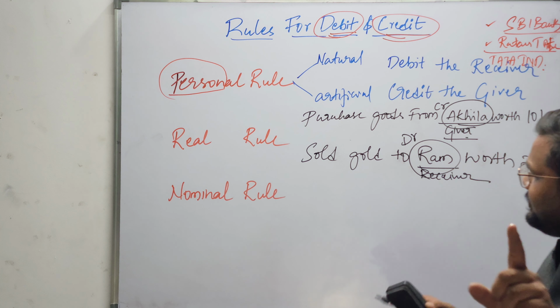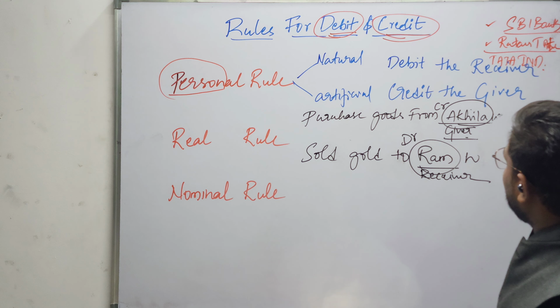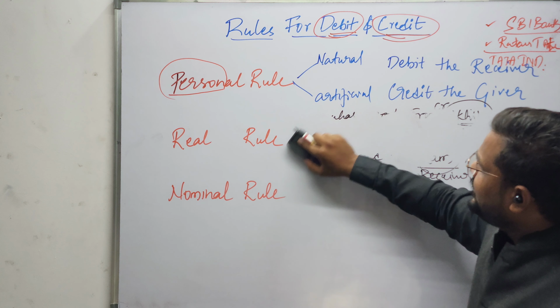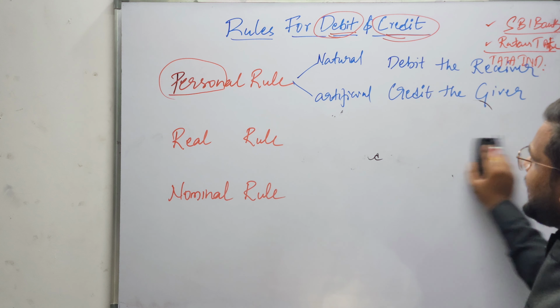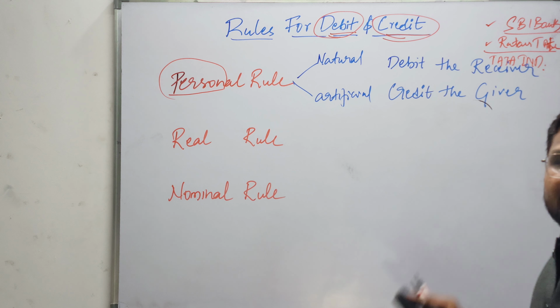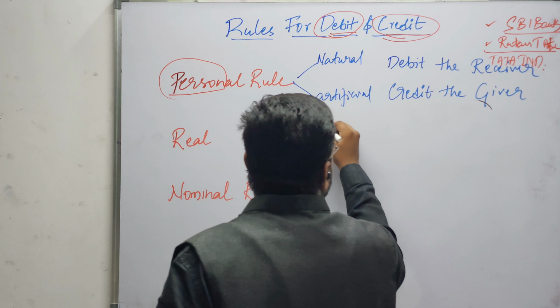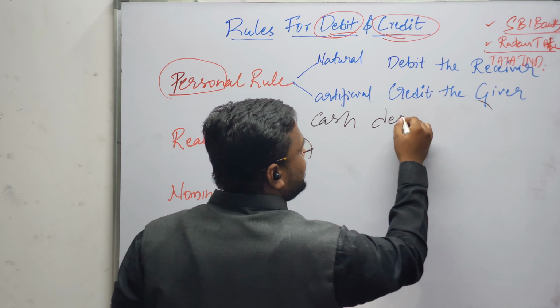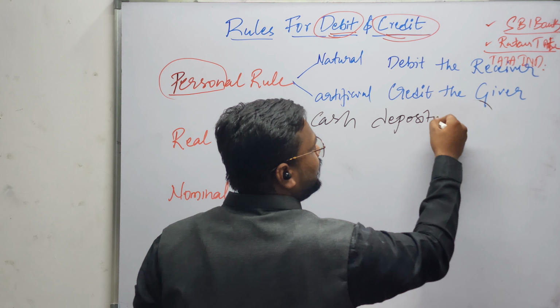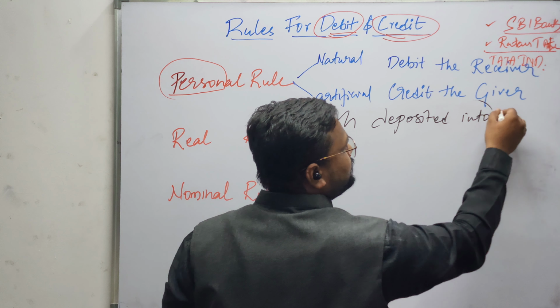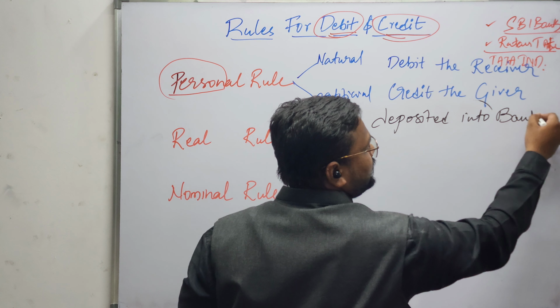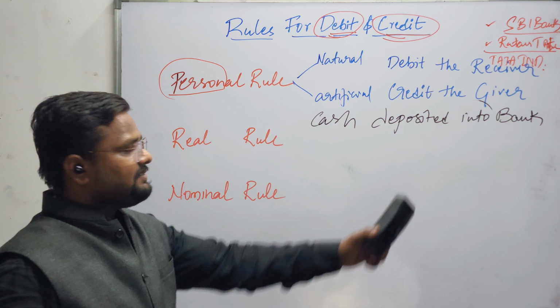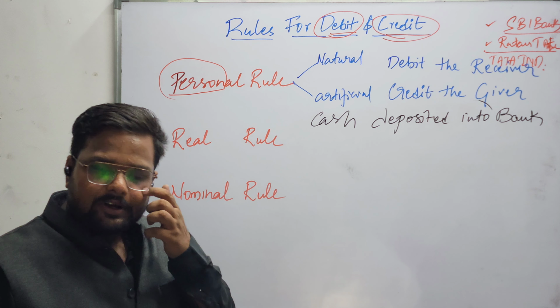Last one transaction we will take, and with that we'll close the personal. That is, cash deposited into bank. Now in this transaction, is any person involved?